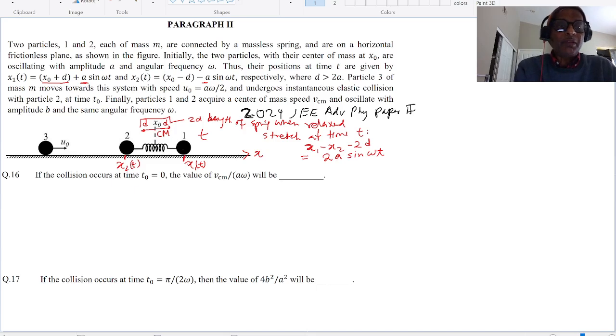Particle 3 is just moving at a constant velocity, and it's going to strike at some time t0. So for question 16, t0 is 0, but for question 17, t0 is pi over 2 omega. So there are actually two different problems, because the ball hits at two different times, but because they're related, I'm going to do them in the same sitting.